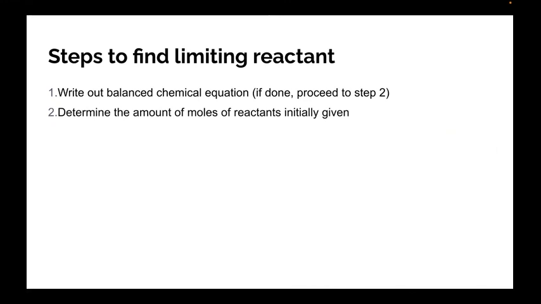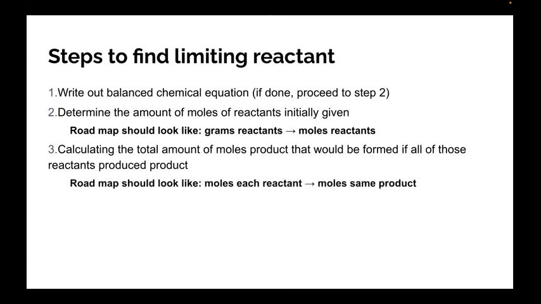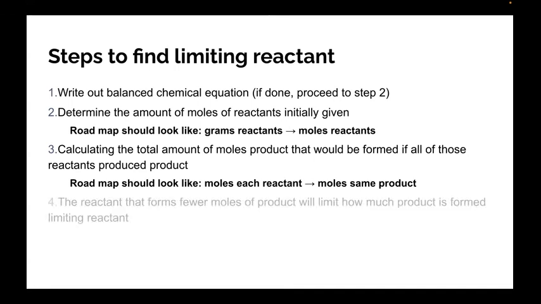Next is to determine the amount of moles of reactants initially given. I need to figure out how many moles of each reactant I have, because in step number 3, we can calculate the total amount of moles of product that would be formed if all of those reactants produced product. How that would look, we would say that the moles of each reactant, we would want to convert to our moles of the same product. In this case, I converted to moles of ammonia for both.